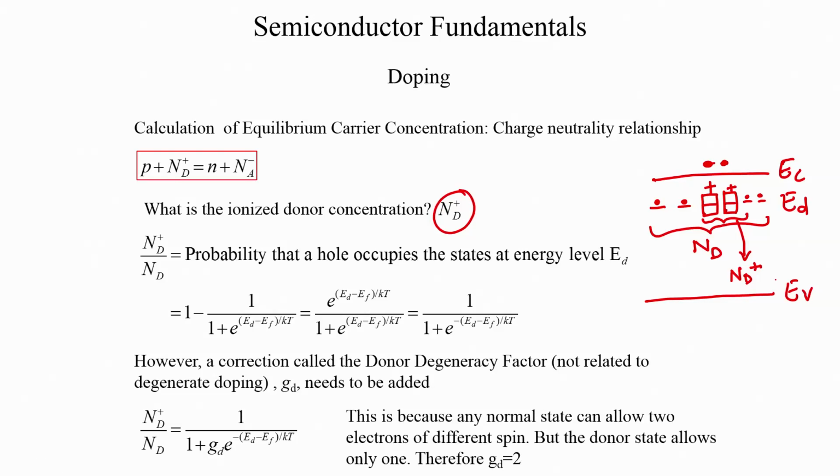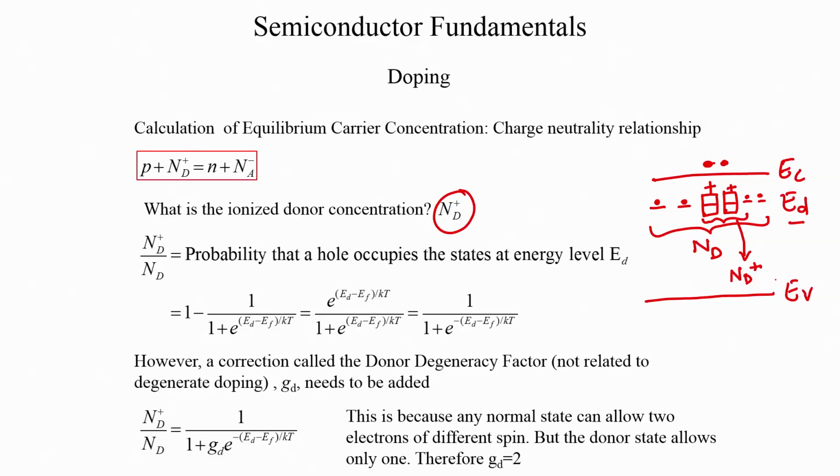Now, Nd plus by Nd. If you think about this diagram, these donors are all sitting at some energy level Ed. Now, if you ask the question, what is the probability that an electron occupies these energy levels Ed? You have states inside the gap, and these states are located at Ed. And how many states do we have? Since we have about Nd donors per unit volume, the number of states scales with this donor concentration.